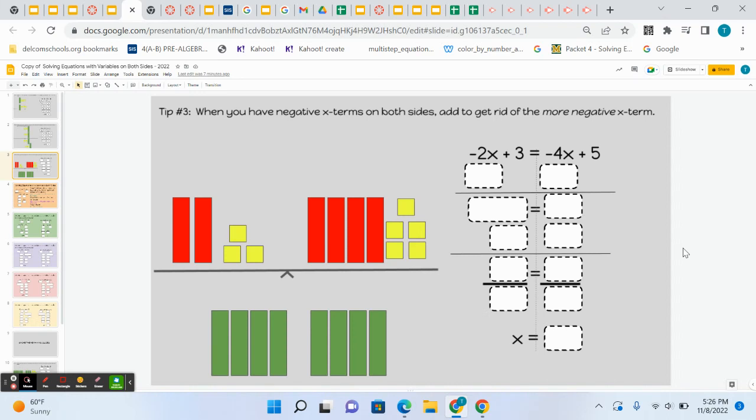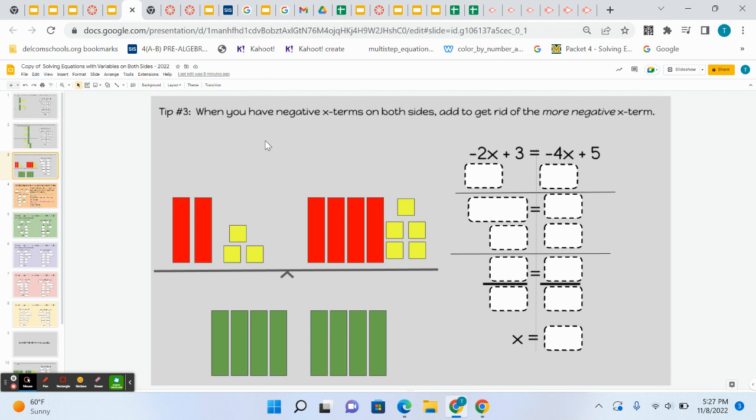Okay, this video is to help you with the variables on both sides problems. I want to go over tip 3. And keep in mind, when we first did these problems, we just used tiles. So when I show this problem using inverse operations, I'll try to go back and talk about how we did it with tiles, and hopefully the tile part may help some of you understand the inverse operation way to solve it.